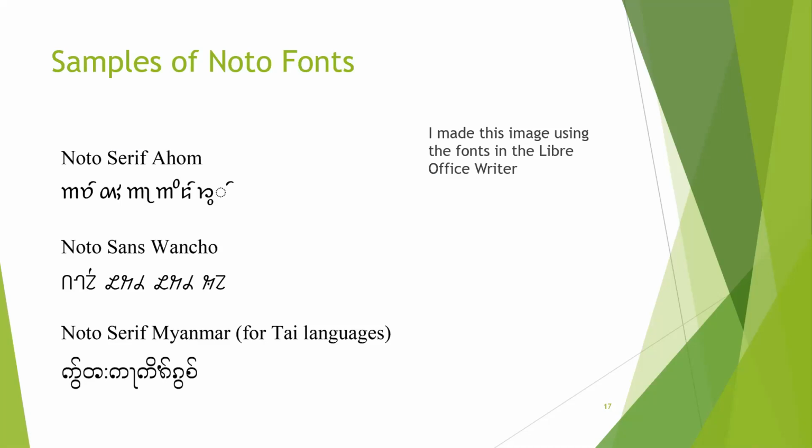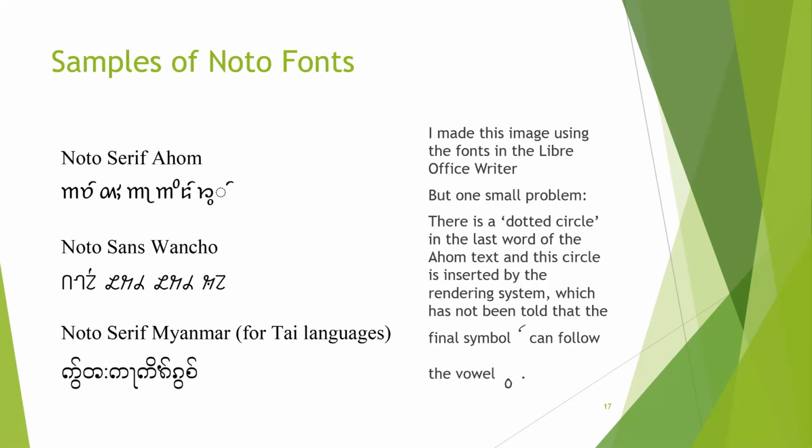And this one, that very first letter is the ka. It's the one which is placed at U+1000 in the Unicode system. But this is a variant form. And we'll talk a little bit later about the variants because they are one of the issues that are a bit tricky. So this is what it looks like when I made the fonts in LibreOffice Writer, but there is a problem. In the Ahom, there is a little dotted circle in the last word of the Ahom text, with kau, meaning rice. Why is it there?